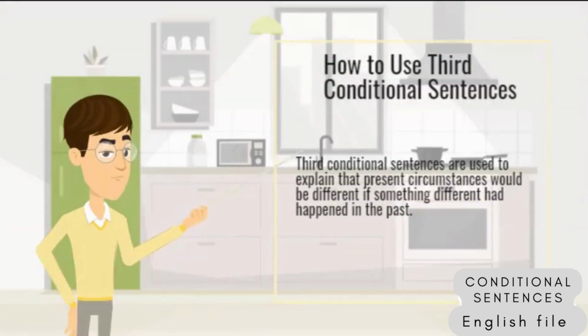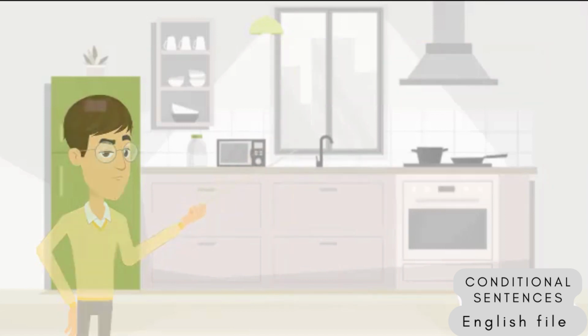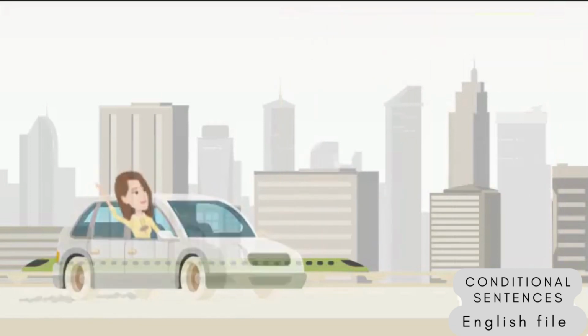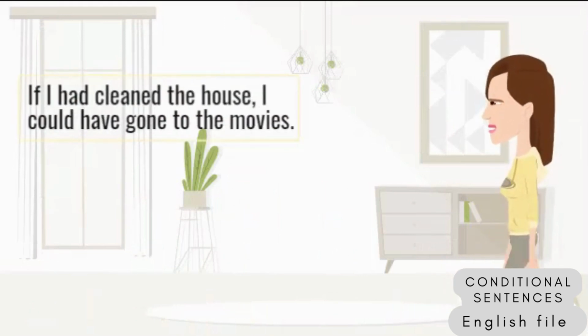How to use third conditional sentences. Third conditional sentences are used to explain that present circumstances would be different if something different had happened in the past. Look at the following examples. If you had told me you needed a ride, I would have left earlier. If I had cleaned the house, I could have gone to the movies.